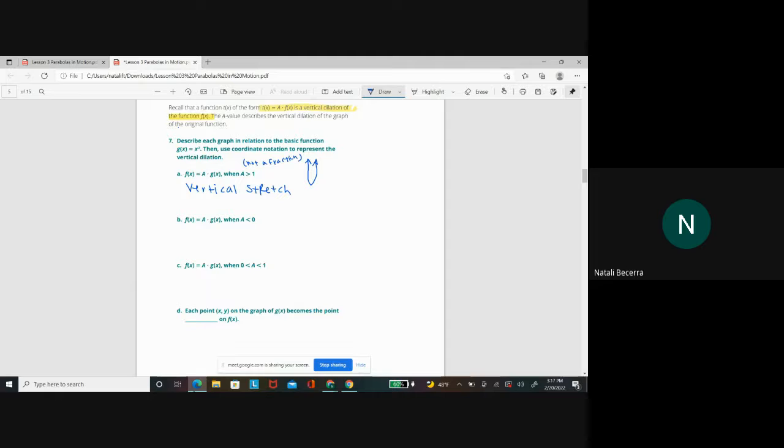And whenever a is less than 0, that means that this is a fraction. Anytime you see a fraction or decimal, and I forgot to put that here, not a fraction or decimal, then this is called a vertical compression. A vertical compression is whenever the graph is like really wide, like this, okay?